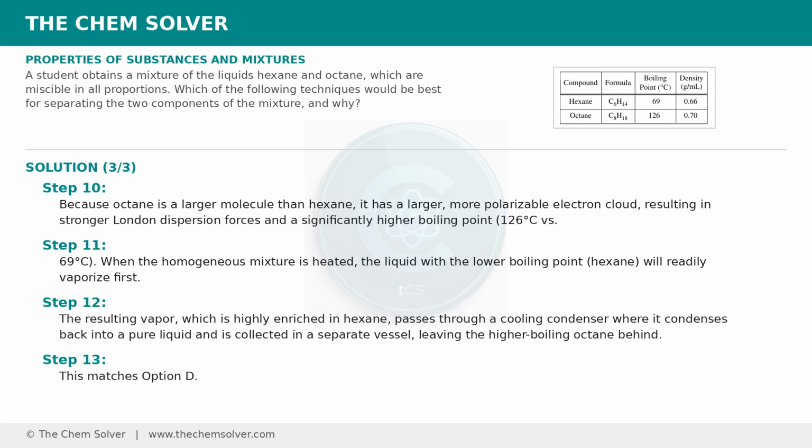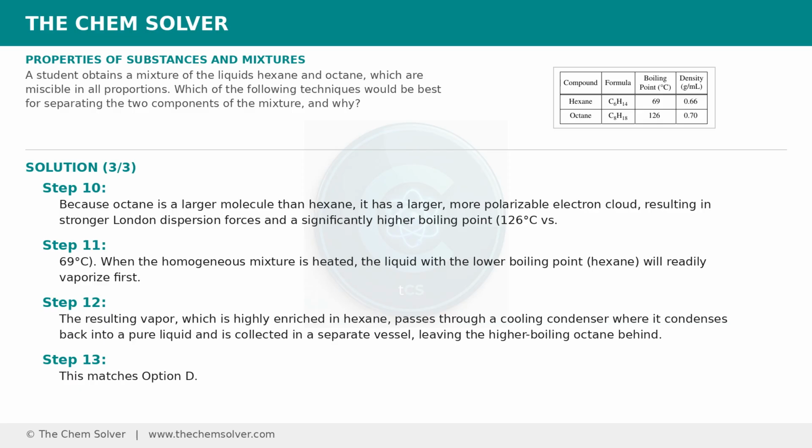Because octane is a larger molecule than hexane, it has a larger, more polarizable electron cloud, resulting in stronger London dispersion forces and a significantly higher boiling point, 126 degrees Celsius versus 69 degrees Celsius.